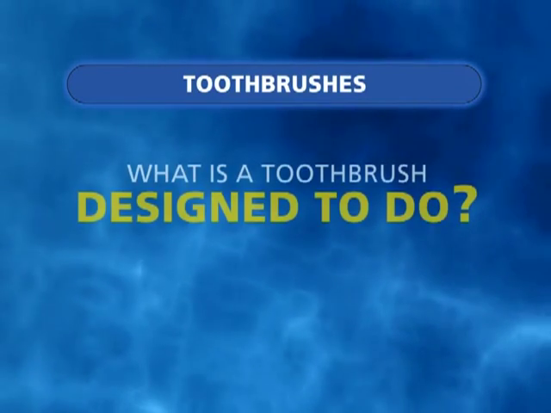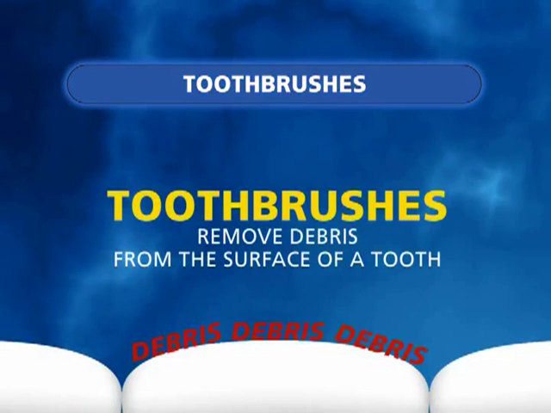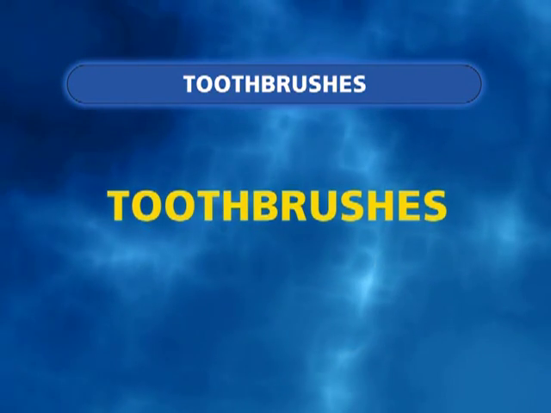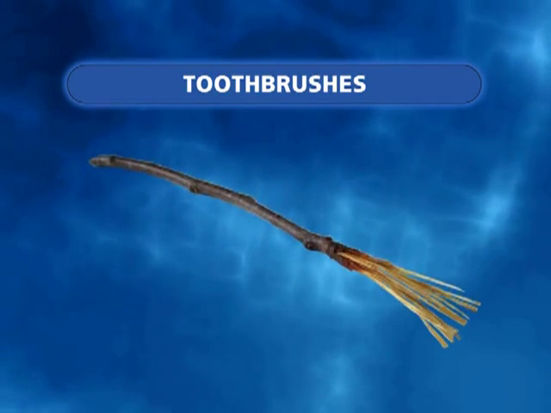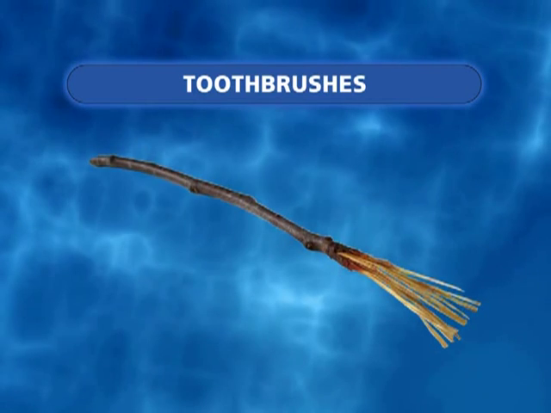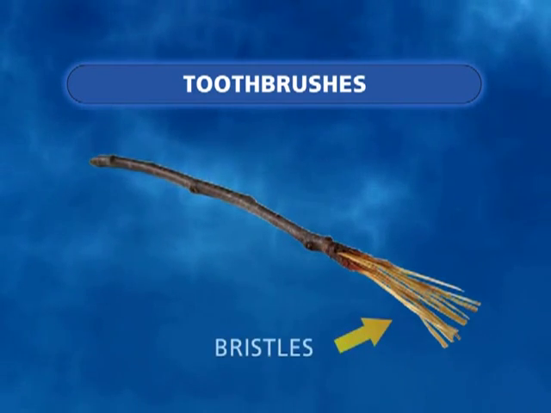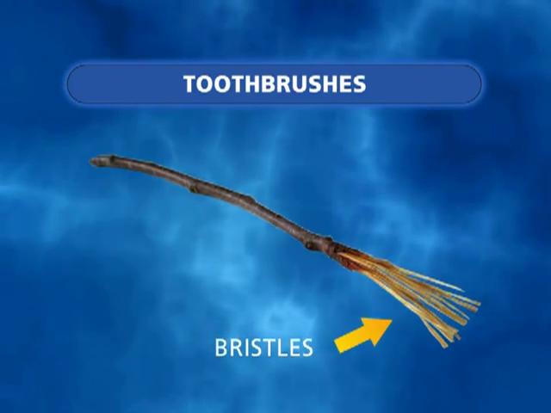Toothbrushes. What is a toothbrush designed to do? Toothbrushes are designed to remove debris from the surface of a tooth. Toothbrushes date back to 1600 BC. Originally, they were twigs or sticks cut from tree branches. The ends of the branch were frayed by crushing the fibers to make bristles similar to the toothbrush bristles we see today.